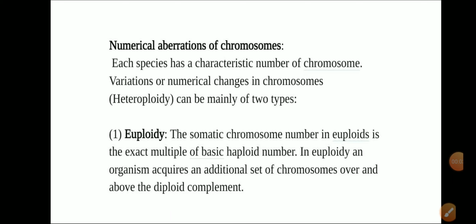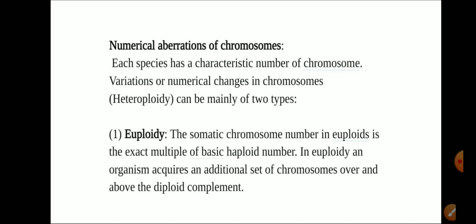Hello students, today we will study chromosomal disorders. So let us study some numerical aberrations related to the chromosomes. Each species has a certain pair of chromosomes. Variations and numerical changes in these chromosomes can be of two types, euploidy and aneuploidy.